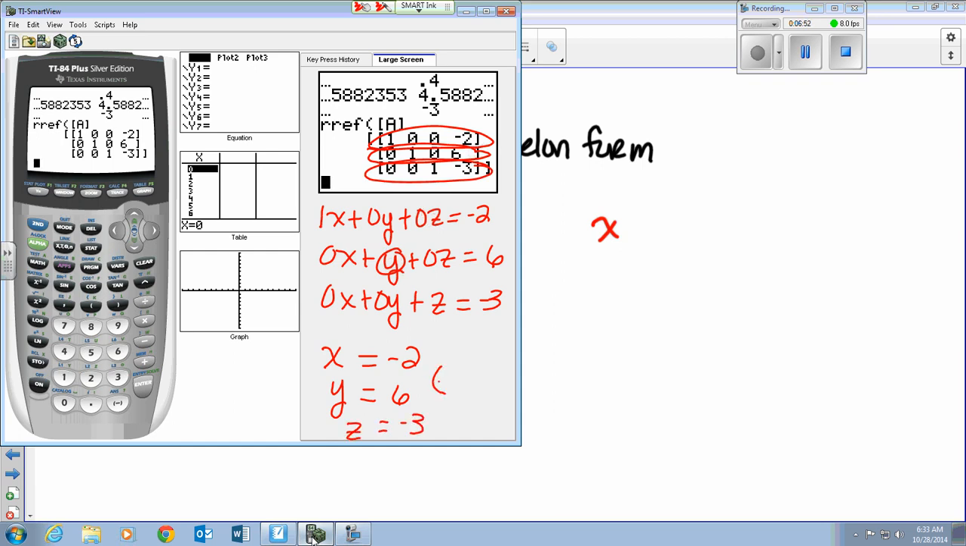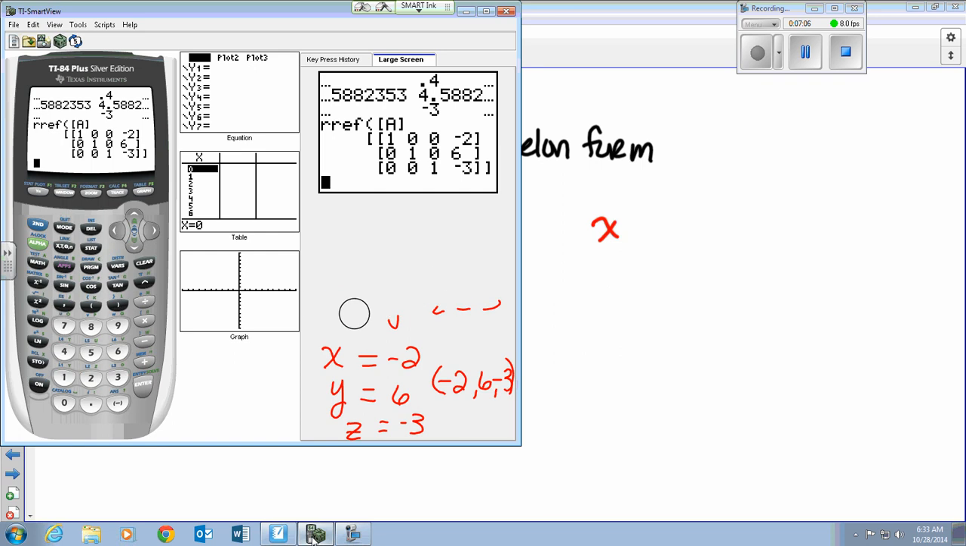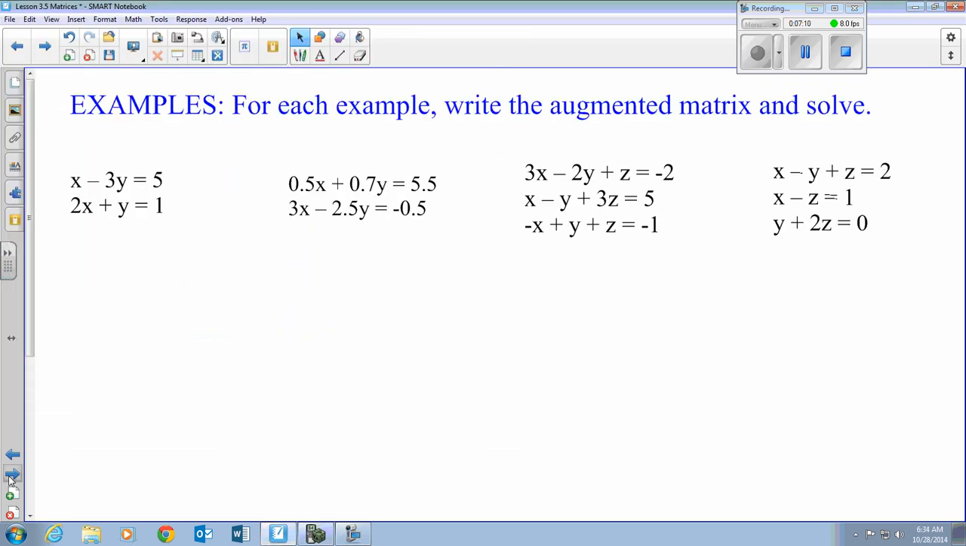So my triple, my answer is x, y, and z: negative 2, 6, and negative 3. So if you know how to do matrices on your calculator, they can save you a lot of time, but they can also be a great way to double check the work you've been doing. So let's look at another couple of examples.